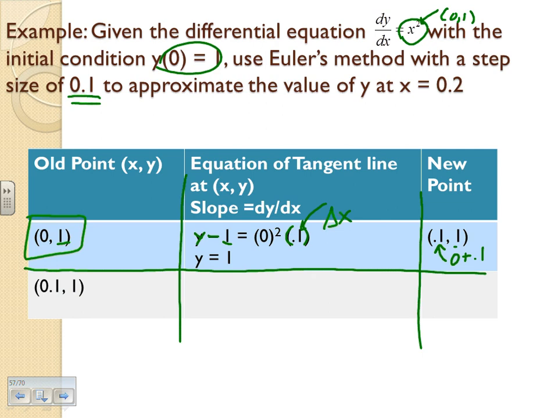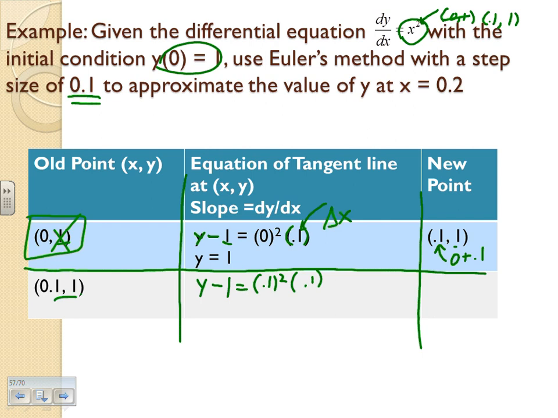So let's do the next step. Now we're using this one, not this one anymore. So y minus what, Josh? 1 equals, what's our slope at 0.1, comma 1? Because now we're at 0.1, comma 1. 0.1 squared times, what's our delta x? Our change of x right there, x minus x1, our delta x was 0.1. Go solve for y.